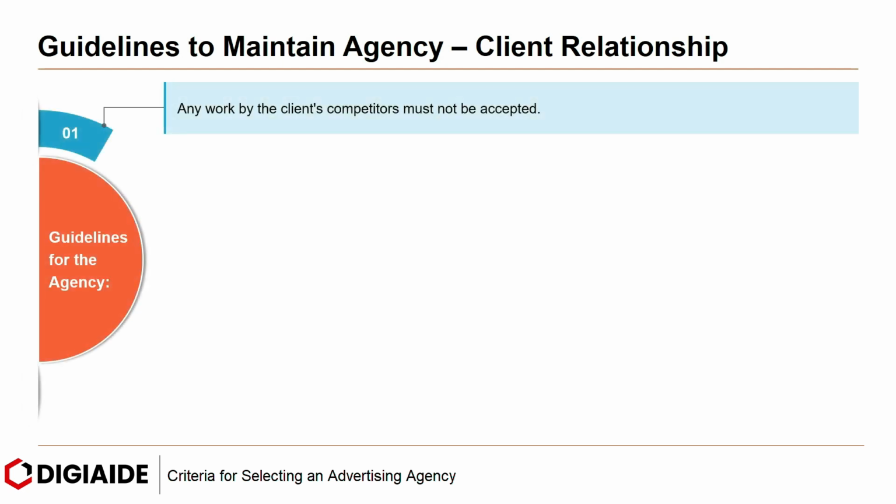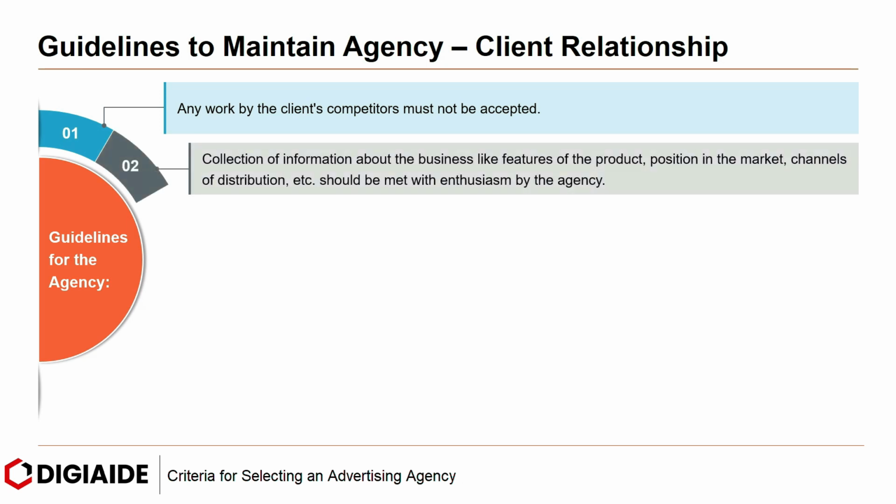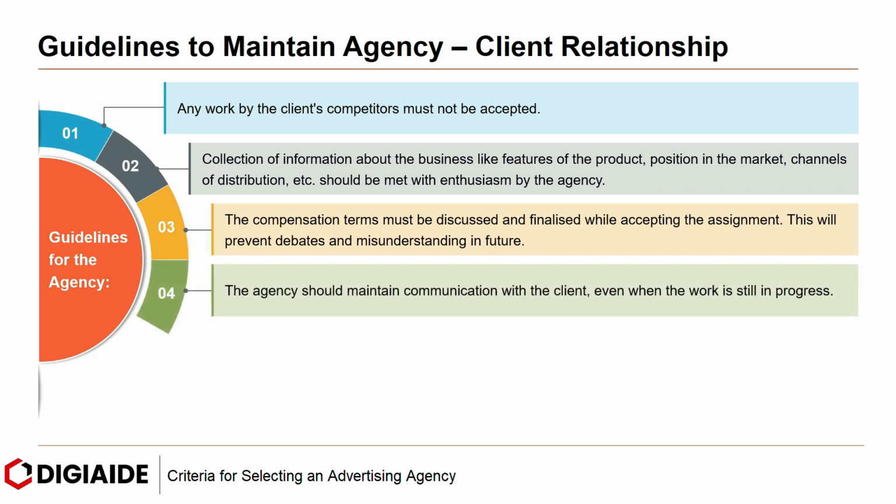First, any work by the client's competitors must not be accepted. If it is done, the client should be informed. Second, collection of information about the business, like features of the product, position in the market, channels of distribution, etc., should be met with enthusiasm by the agency. Third, the compensation terms must be discussed and finalized while accepting the assignment. This will prevent debates and misunderstandings in the future. Fourth, the agency should maintain communication with the client even if the work is still in progress.